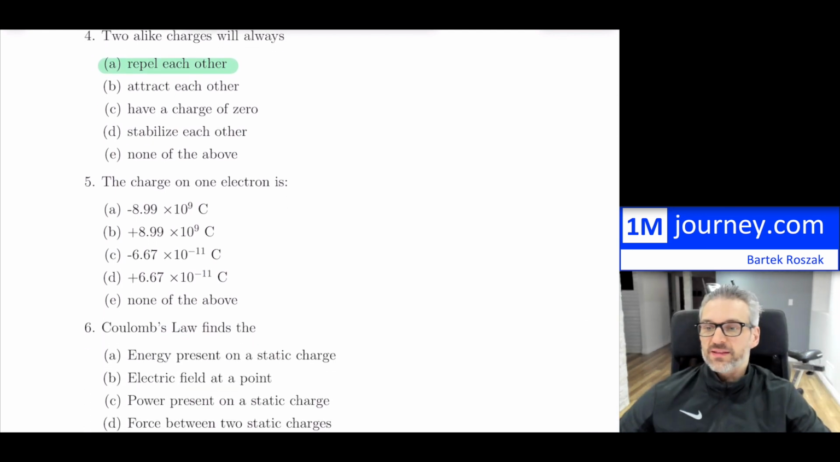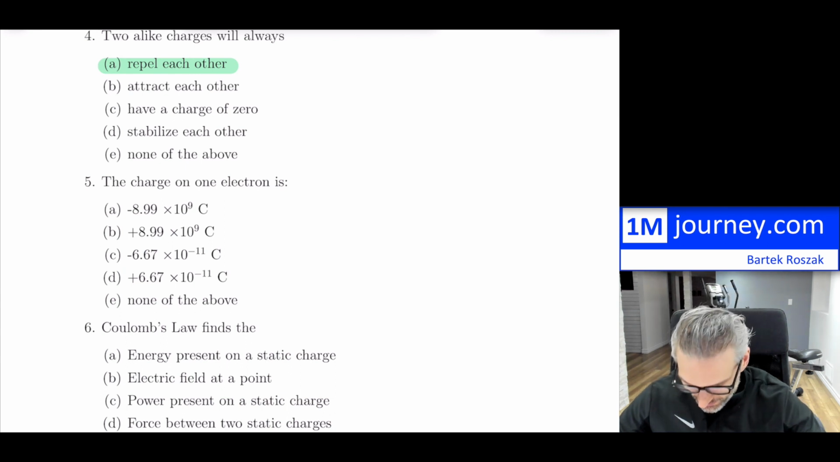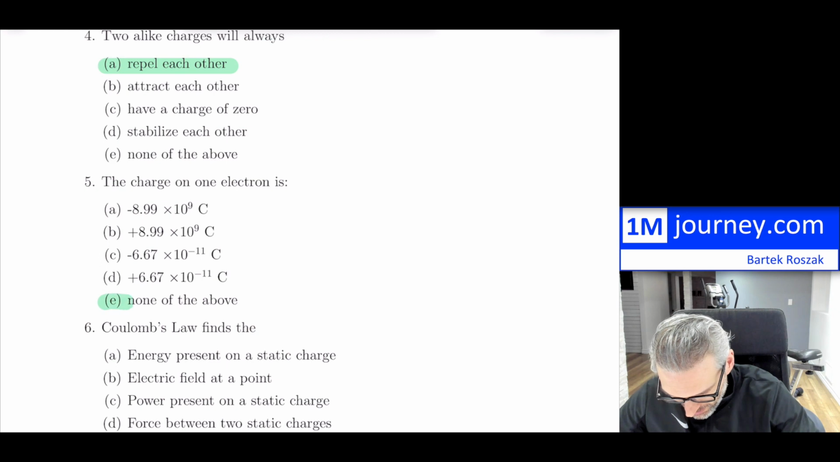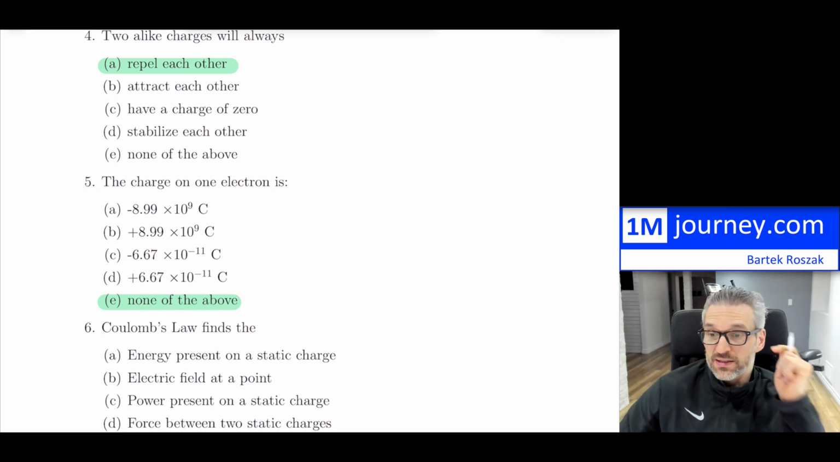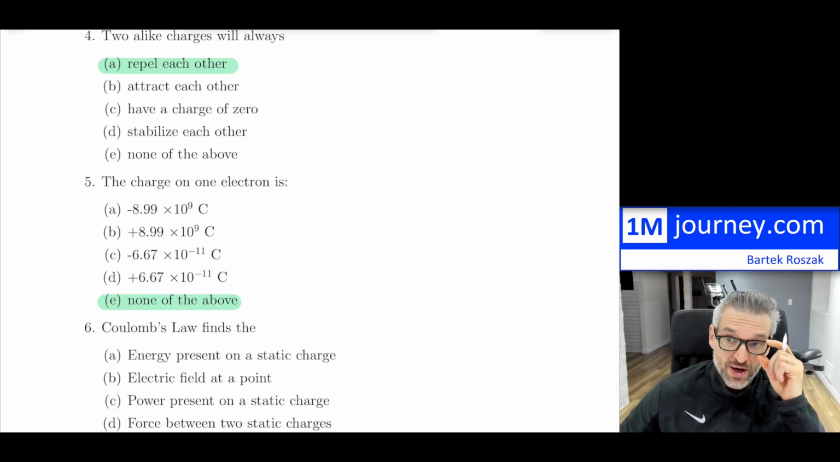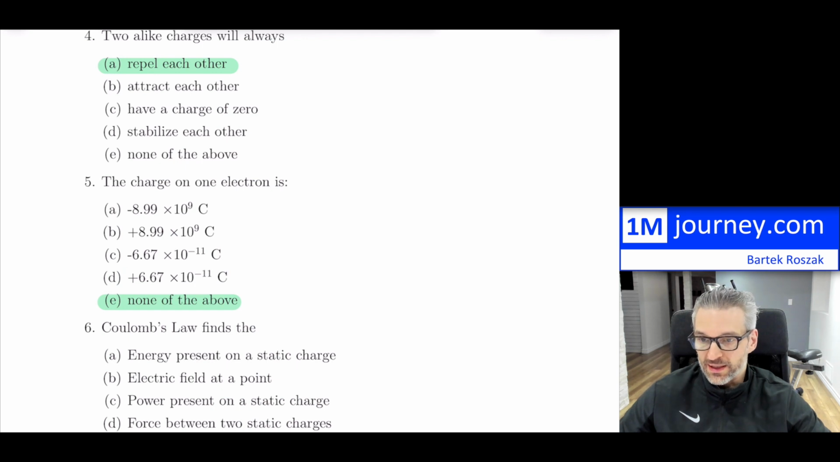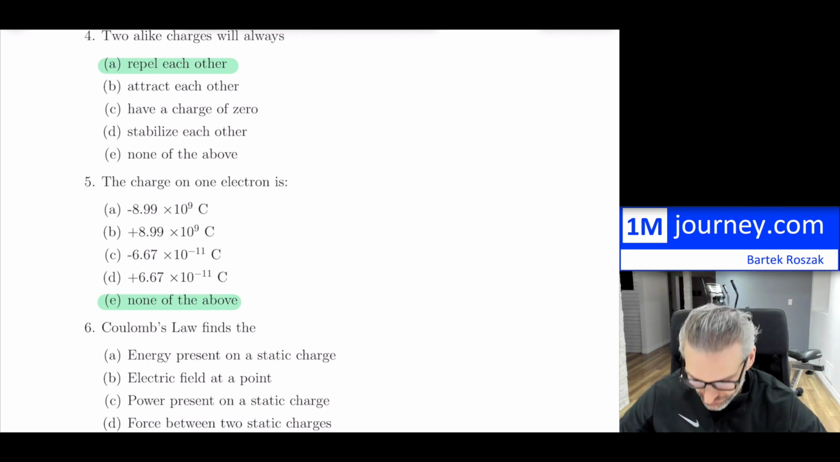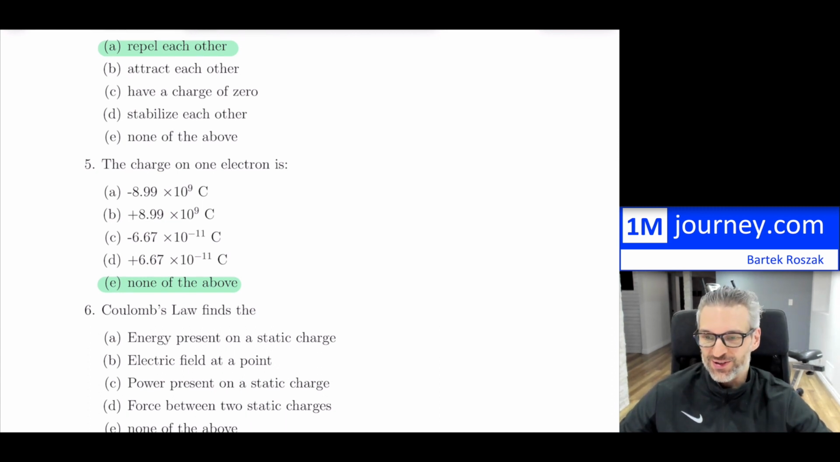Number 5, the charge on one electron is very tiny in terms of charge. It's like 1.6 times 10 to the negative 19, or 1.602, depending how many significant figures you want to hold there. So it's going to be none of these. B, for example, 8.99 times 10 to the 9, that's the constant that you have in Coulomb's law, but it has nothing to do with the charge on an electron. And the 6.67 times 10 to the negative 11, that's from gravitation. That's the capital G that you have in that equation.